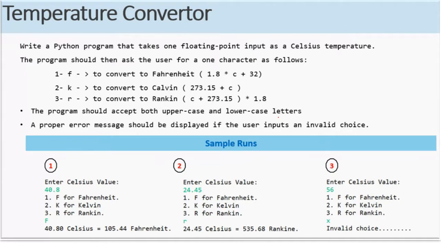Look at this decision making here. We have a question that tells you you're going to enter a Celsius temperature, right? And then you select, you want to convert it to what? Fahrenheit or Kelvin or Rankine. If you want Fahrenheit, what do you enter? K or R, okay. If you enter anything else, like here, you see this example. If you enter X, what are you going to get?